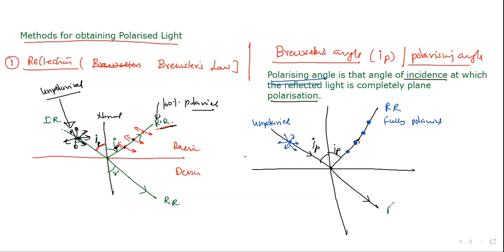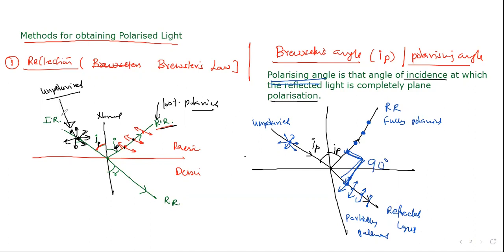And your refracted ray will be partially polarized. We represent it by a dot plus an arrow in one particular direction, like this. This is your partially polarized ray. And the very interesting thing here is that under this condition, these two rays are always perpendicular. The angle between these two rays will always be 90 degrees. I will write it in the next slide.